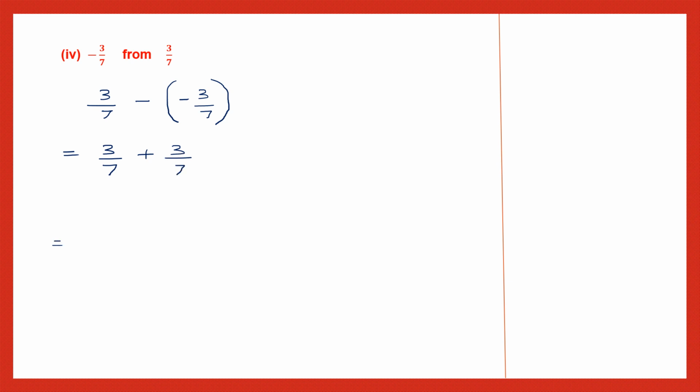Again, these are like fractions because denominators are the same. So we write the same denominator and we just have to add up the numerators. 3 plus 3 is 6 and the denominator is 7. So the answer is 6 by 7.